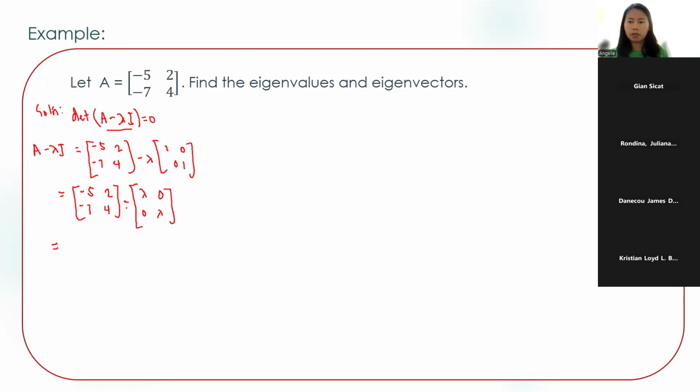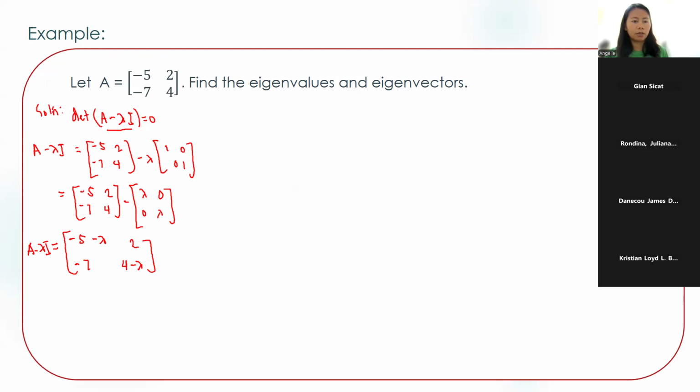Now, of course, subtraction of matrices. We can do that entry by entry. So we have negative 5 minus lambda. We have 2 minus 0, so we have 2. Negative 7 minus 0 is negative 7. And then 4 minus lambda. So this is now your A minus lambda I.